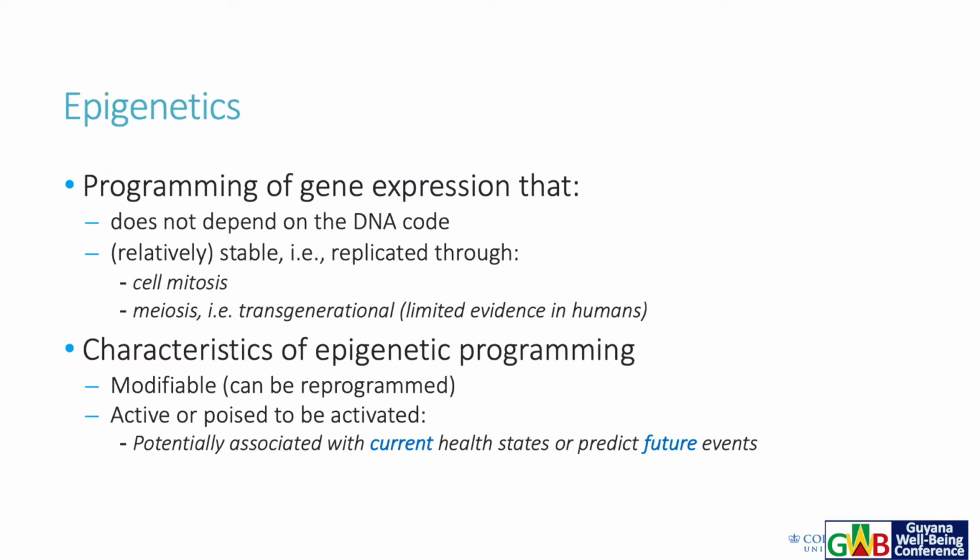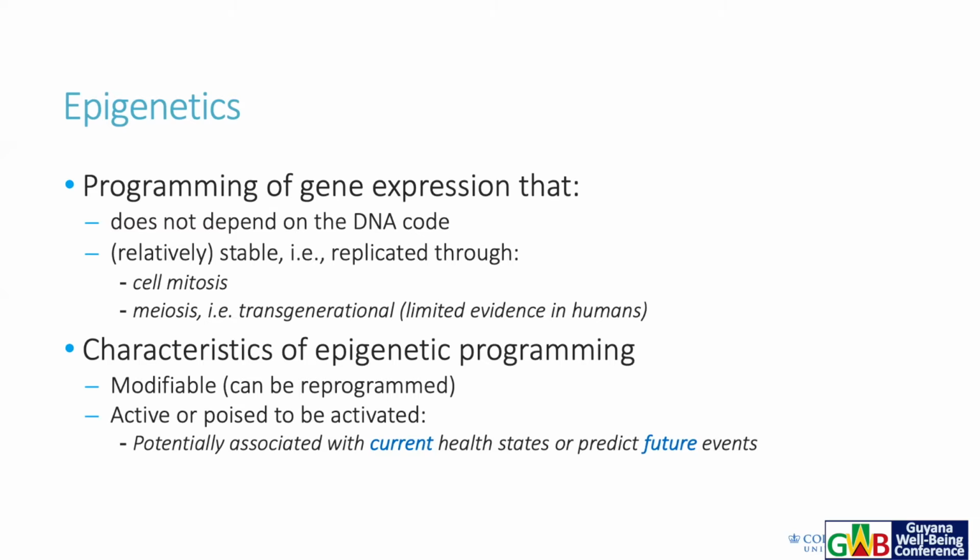This is an important consideration because this is about marks that are different from the DNA sequence, but they still control gene expression. But there is almost everything in the cell that controls gene expression. And so to be specific, epigenetics is about those regulators of gene expression that can be stable through cell division, so through cell mitosis or meiosis. And there is this interesting idea of transgenerational inheritance that we will touch upon at the end of my presentation.